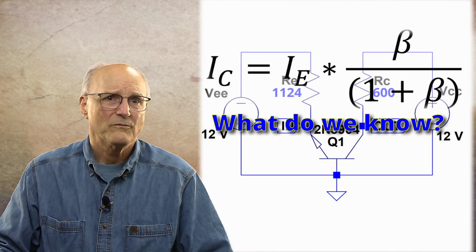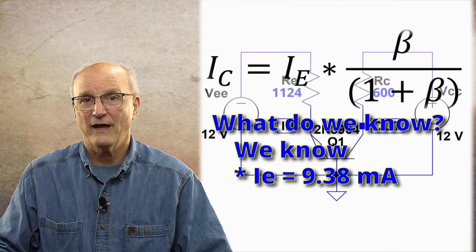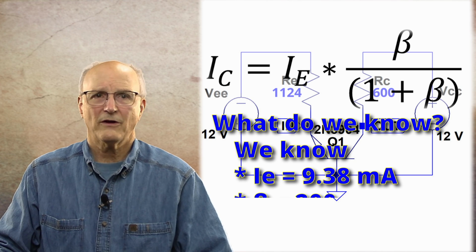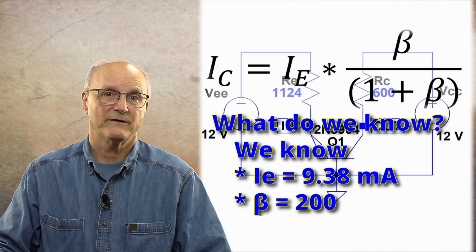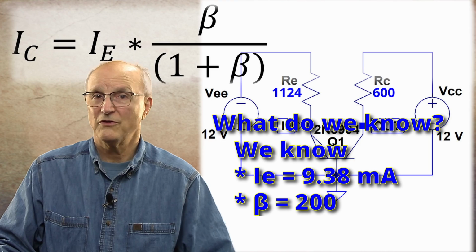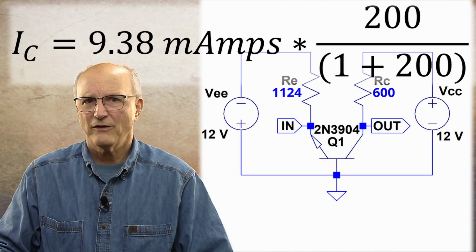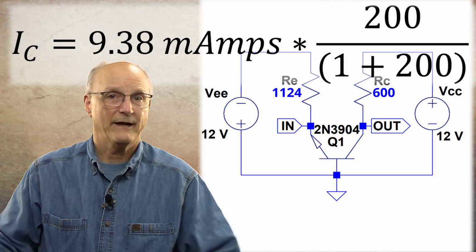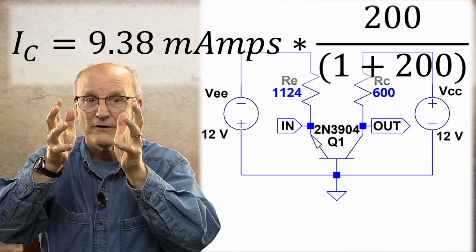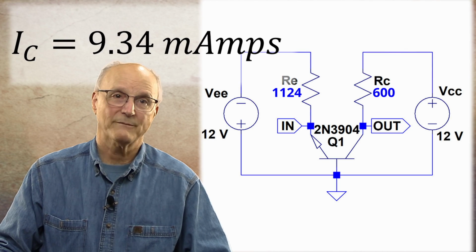So what do we know? We know that the emitter current, IE, is 9.38 milliamps by our previous calculation, and we know the DC current gain beta is 200 by our design assumptions. So substituting these values into this equation, we get the collector current is equal to 9.38 milliamps times 200 divided by 1 plus 200, which gives us a collector current of 9.34 milliamps.